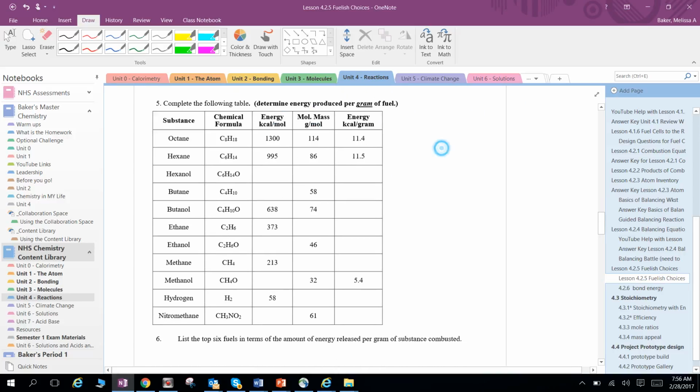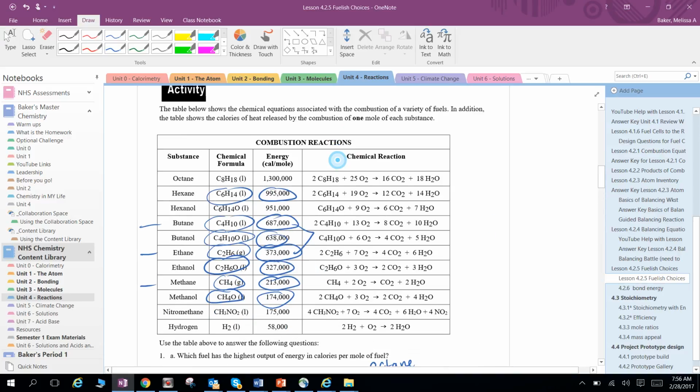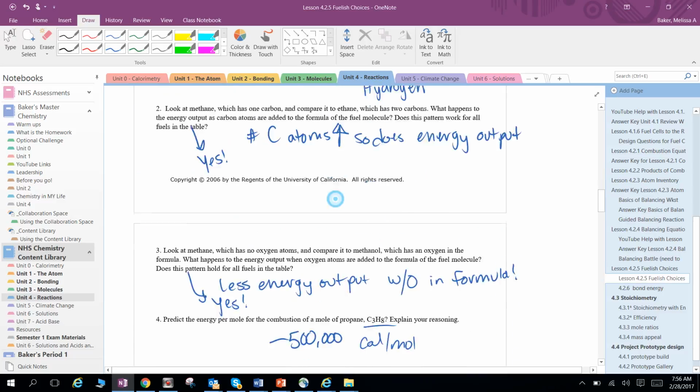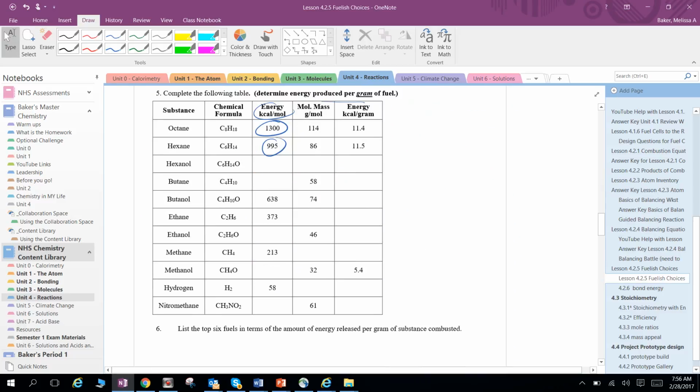For number 5, it says it wants us to convert these into energy per gram. So using the chart, it says kilocalories per mole. I'm noticing that these numbers are the same as the ones up here, only they're divided by 1,000. So I'm going to fill in the missing ones. Hexanol's 951, 687, 327, 174, and 175.